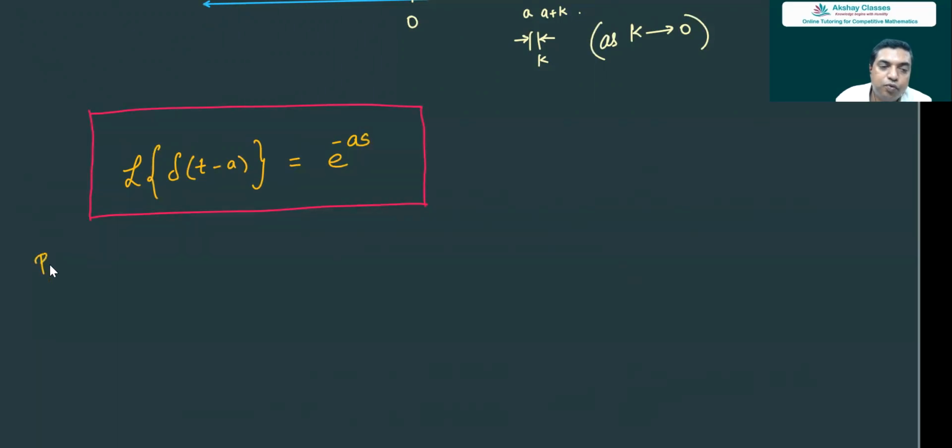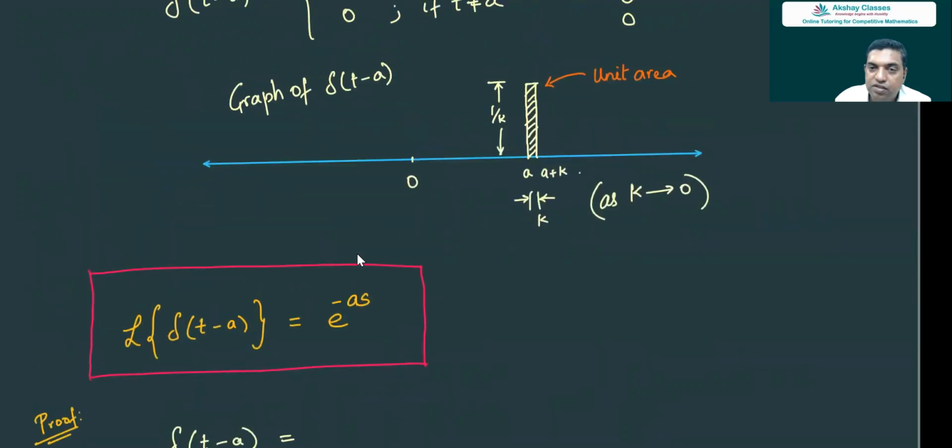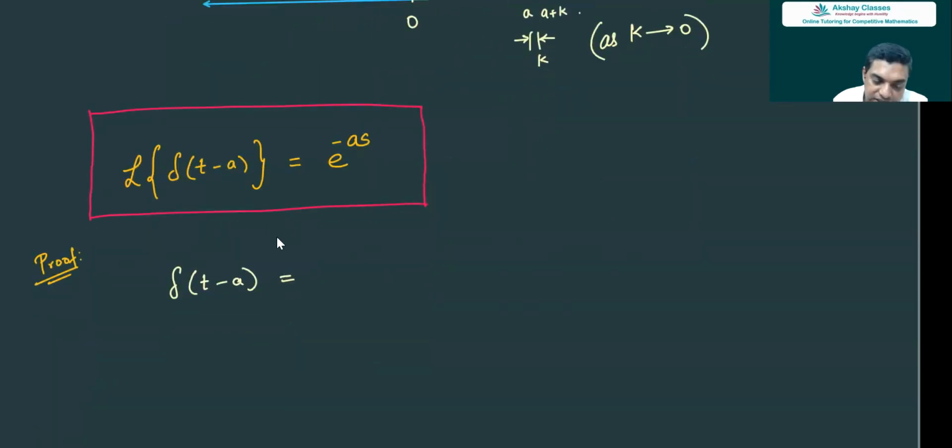Now, proof or validation for this, instead of memorizing. You can memorize, but how to do it? This Dirac delta function, I'll call this f of k, t minus a. This Dirac delta function is the limit as k tends to 0 of this function, f of k, t minus a.